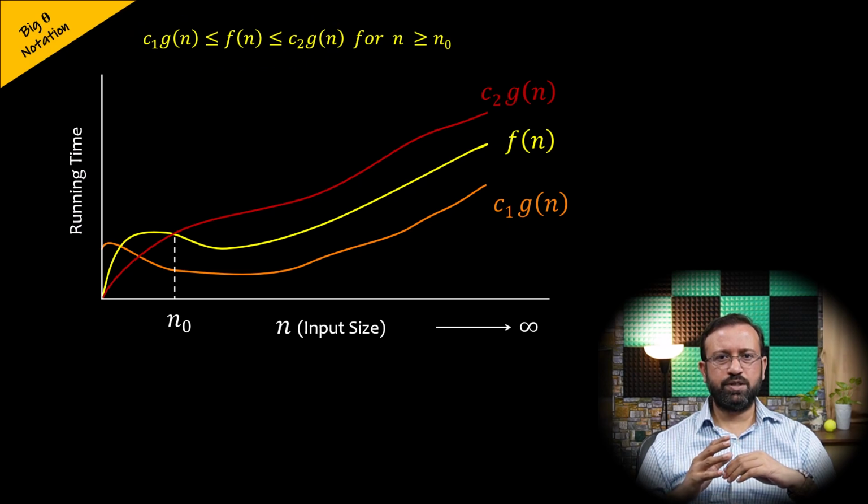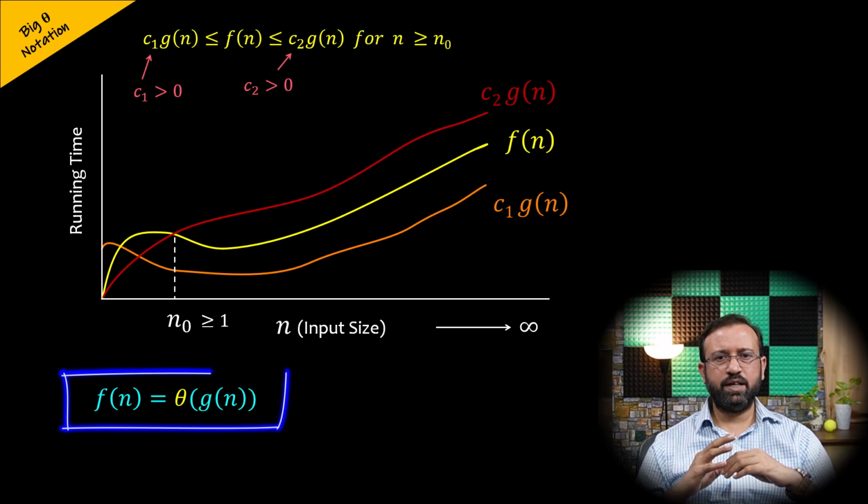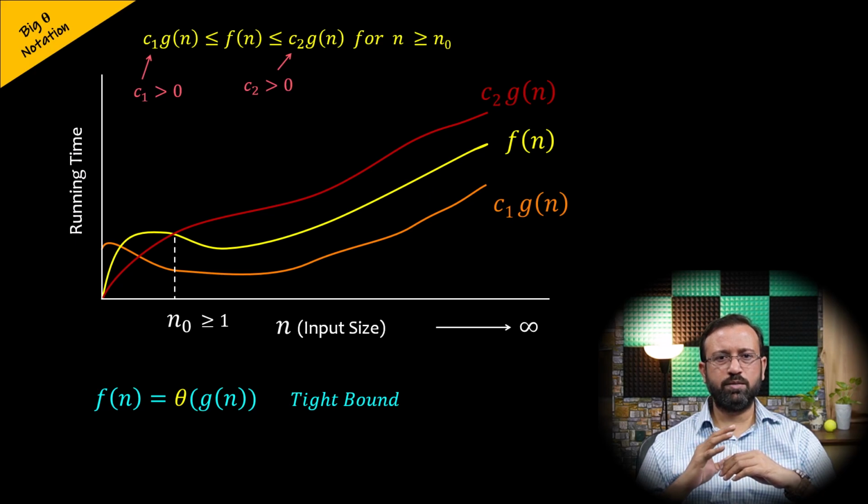Here in this equation, c1 and c2 are constants greater than 0, and n0 is greater than or equal to 1. Now, if we are able to satisfy this equation, then we can say that f of n is big theta of g of n. And this definition is called Big Theta notation. The Big Theta notation is used to describe the tight bound of an algorithm.